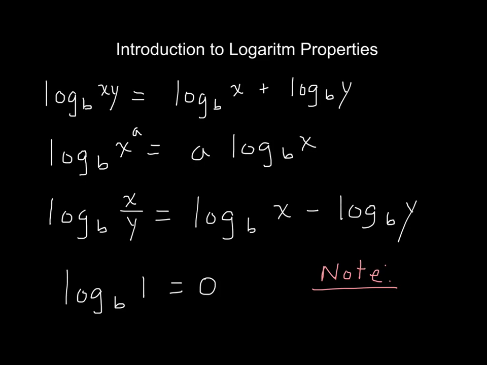Our note would be that we're assuming here that b is always greater than 0. So our base won't be negative. Our base also won't equal 0. It's always going to be a positive number. It's going to be greater than 0.